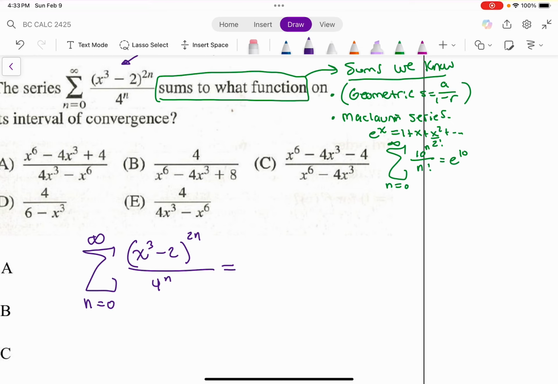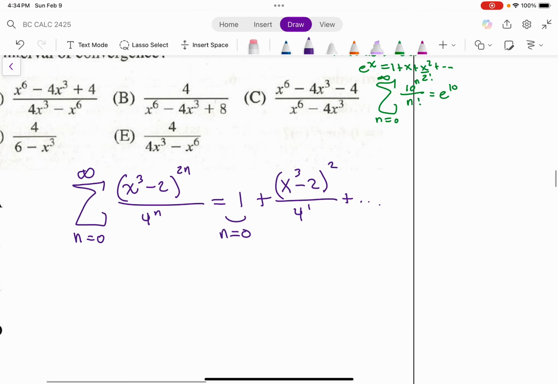Okay, so when n is 0, we get 1. When n is 1, we get (x cubed minus 2) squared divided by 4 to the 1, etc. I'm only going to write the first two because since the first term is a 1, that makes the common ratio obvious. The common ratio is obviously the term when n equals 1 here. So this is r, and this is a in our formula.